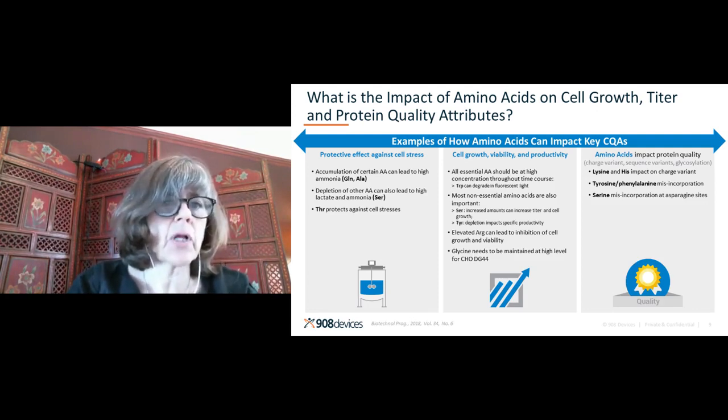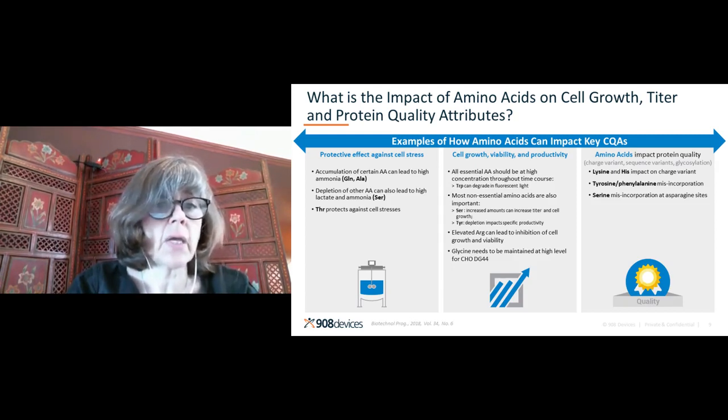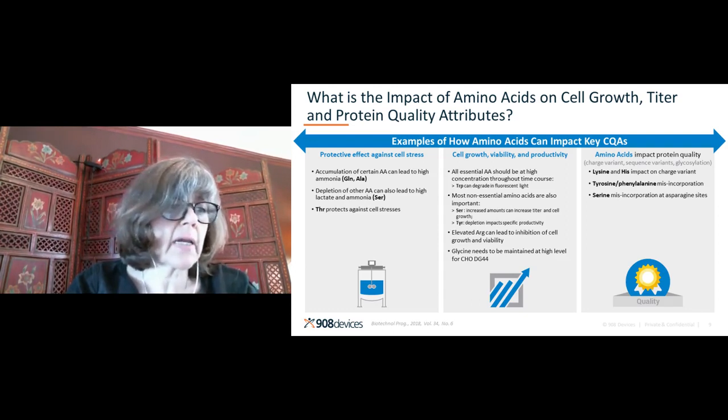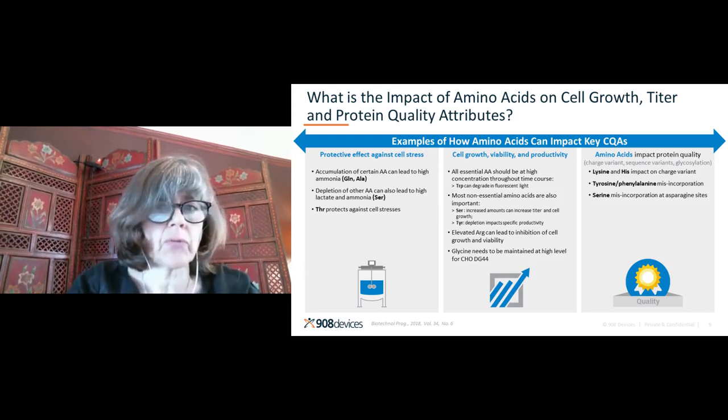For cell growth, well, all essential amino acids should be at high levels. Tryptophan, for example, needs to always be at good levels, but it degrades in the presence of fluorescent light. So it's one that you need to really watch out for. Non-essential amino acids are also important. Tyrosine is not an essential amino acid, but its depletion can hurt specific productivity, for example. Another example is specific cell lines that require specific amino acids, like glycine for CHO-DG44.